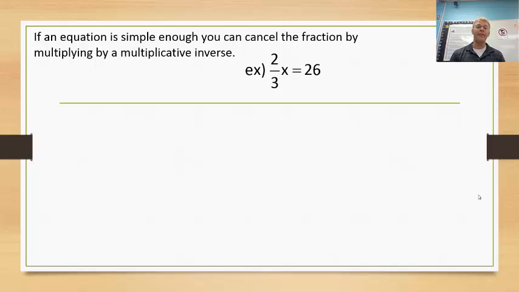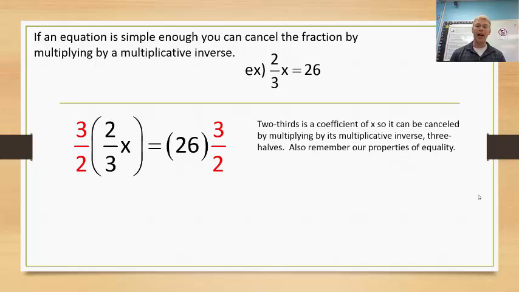So we have kind of already looked at equations where it's a simple one-step equation, such as this example you see here. 2/3 times x equals 26. There's really only one thing to do. We cancel the coefficient of 2/3 and get x by itself. And we do that by multiplying by its multiplicative inverse, or its reciprocal, right? So we multiply both sides because of our multiplication property of equality by 3/2. The 3's cancel, the 2's cancel, and I'm left with x equals 39.